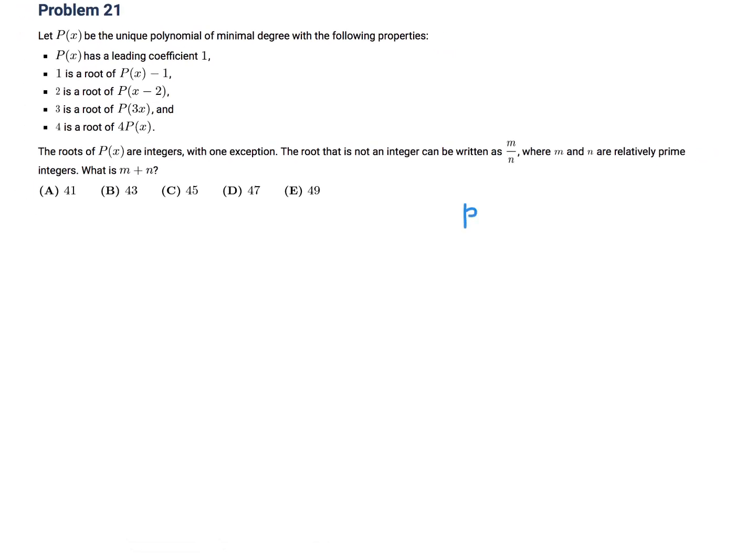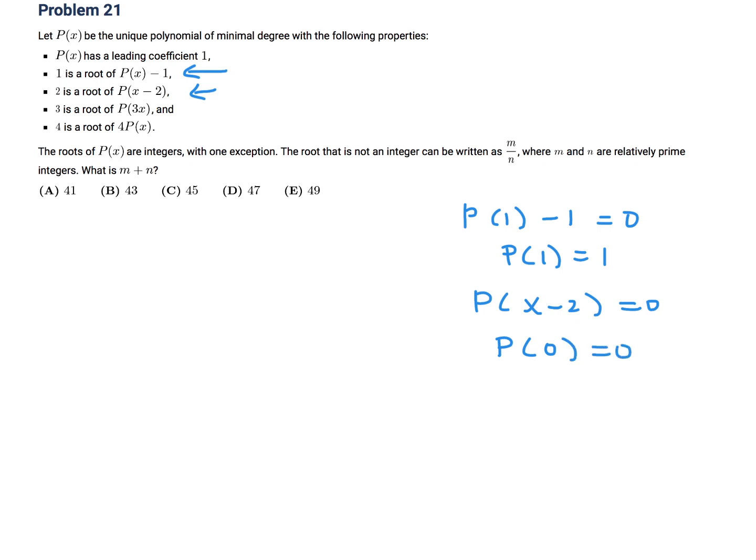So p(x) minus 1 has 1 as the root. So if you put 1 for x, that would equal 0. That's basically what that means. So therefore, p(1) is equal to 1. The next one basically says that p(x) minus 2 is equal to 0 when x is 2. So that means p(0) is 0 when you substitute 2 for x.